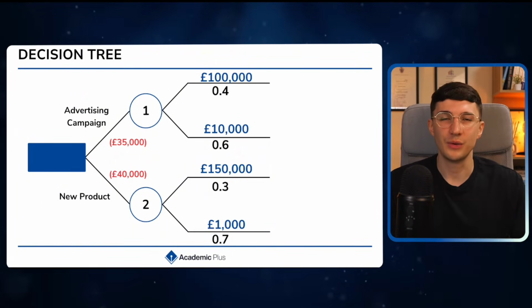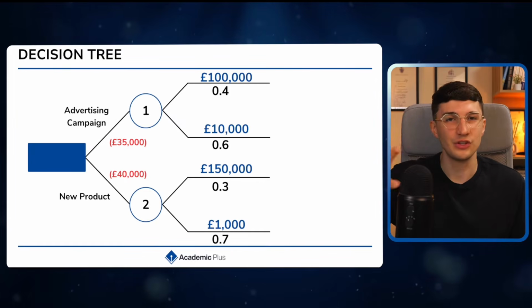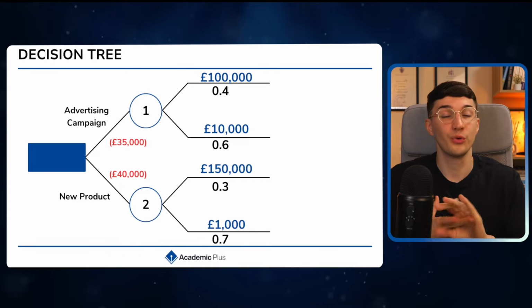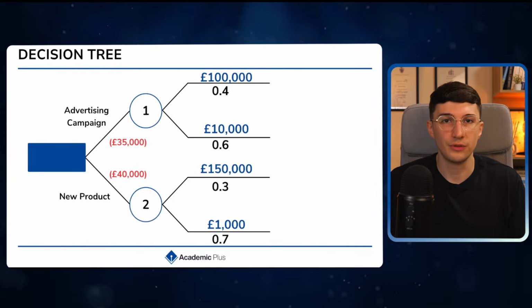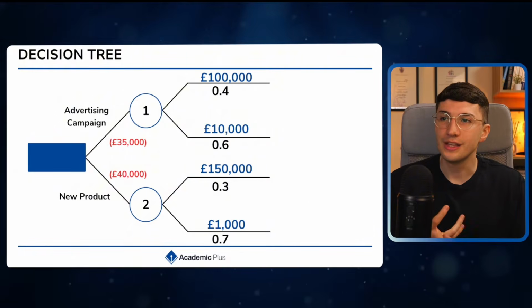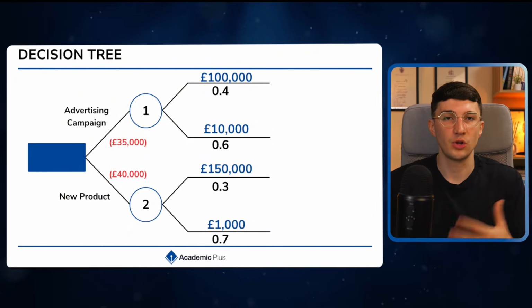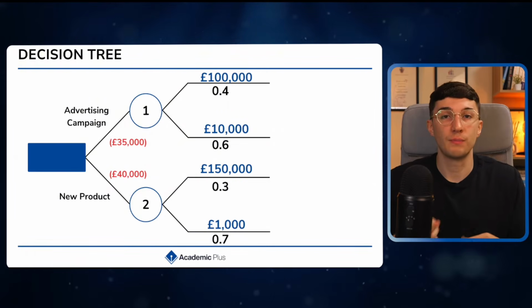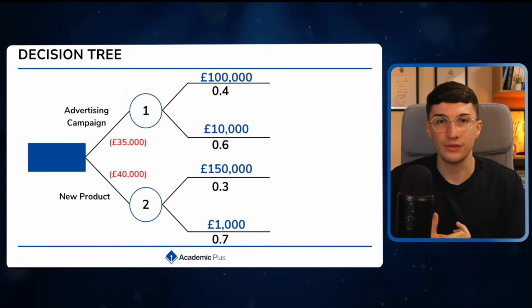Now, in year 13, we'll learn about a topic called Ansoff's matrix. And essentially what this decision tree is all about is, should I look for a market penetration strategy or a product development strategy? But essentially what a decision tree is, we've got these two different options. Now, you can see two numbers in red in brackets. That represents the investment cost into each decision. So with the advertisement campaign, we're going to spend £35,000. With the new product development, we're going to spend £40,000.